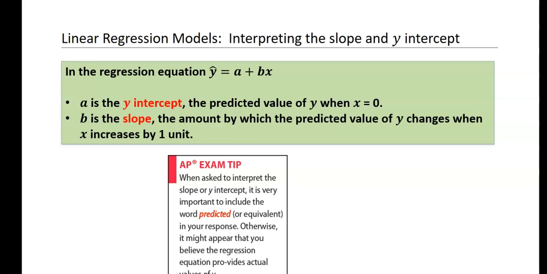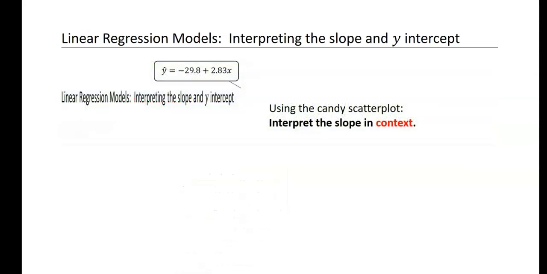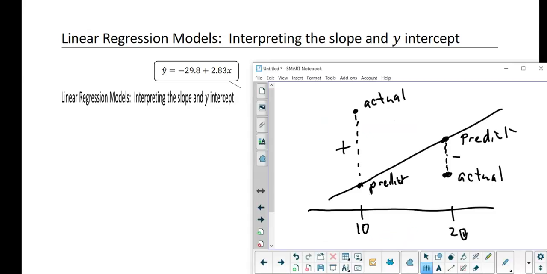Don't forget to use the word predict. So again, y hat means the predicted y. Oftentimes that's the part that students forget here. So interpret the slope in context here. So let's try to interpret the slope. This is how I do it, and maybe it'll help you.